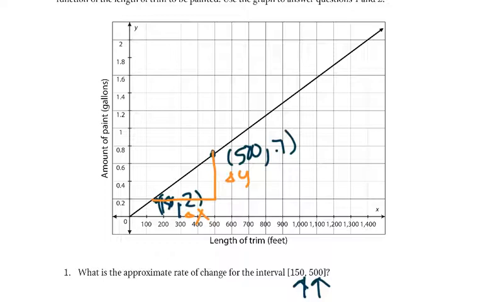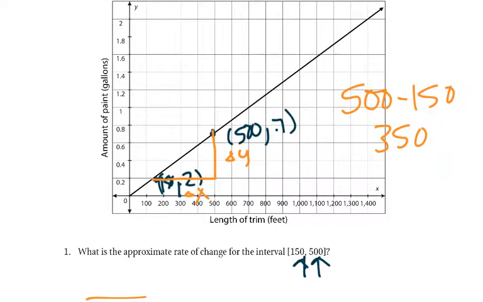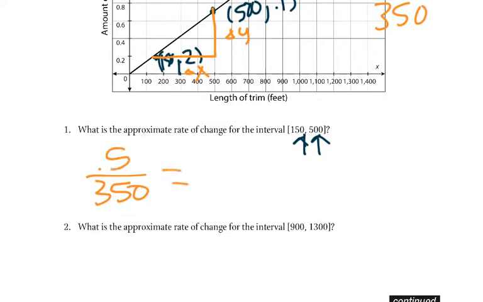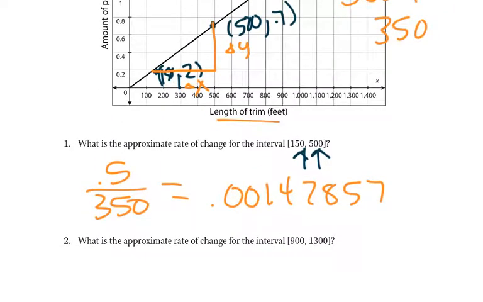So the difference from 150 to 500 would be 350, right? So that's what goes on the bottom of our fraction. And then from 0.2 to 0.7 would be 0.5, wouldn't it? So I'd go 0.5 divided by 350, which gives us about 0.00142857, which means that for every 1 foot of trim, that's how much of a gallon of paint you will need, which for trim is pretty small.